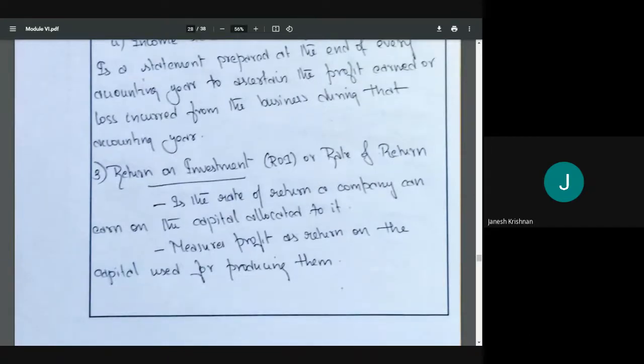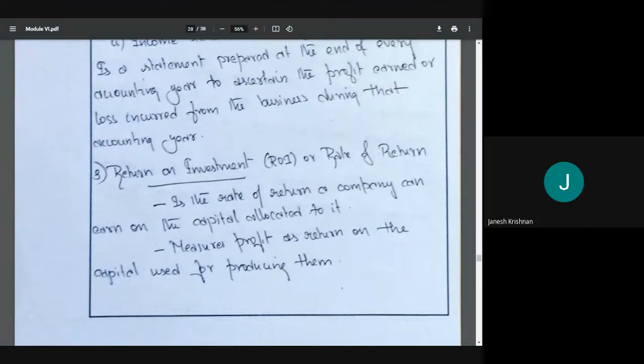Okay, how much is the rate of return, or return on investment? It is the rate of return that a company can earn on the capital allocated to it. I have spent the money. In order to start my venture, my company, I have invested: I have bought land, set up a building, put in the machinery, and hired staff. So I have made an investment.